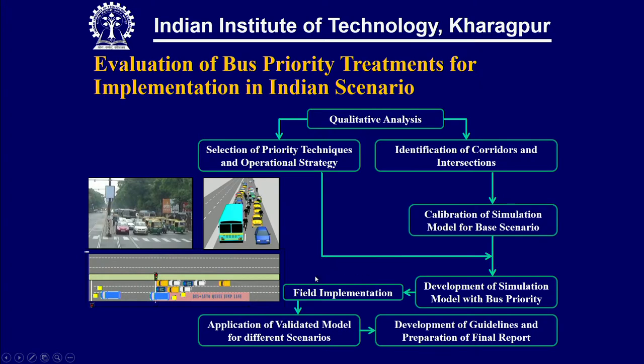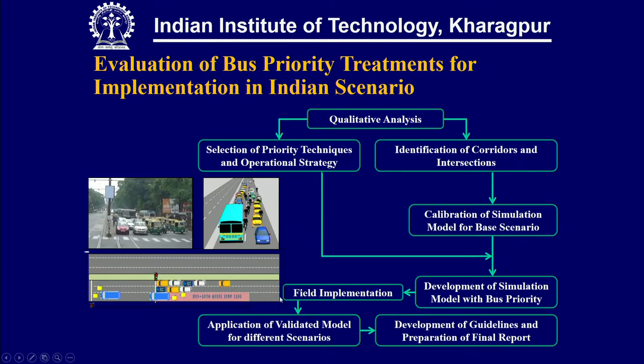Like, we cannot actually go for a large scale implementation project, but we can always select one or two corridors, or even one corridor, and try to implement it to see what kind of actual benefit or change is happening, like what are the behavioral modifications happening to the traffic stream. So once we go for field implementation and record the data from it, we try to validate this simulation model with bus priority based on those field implementation results.